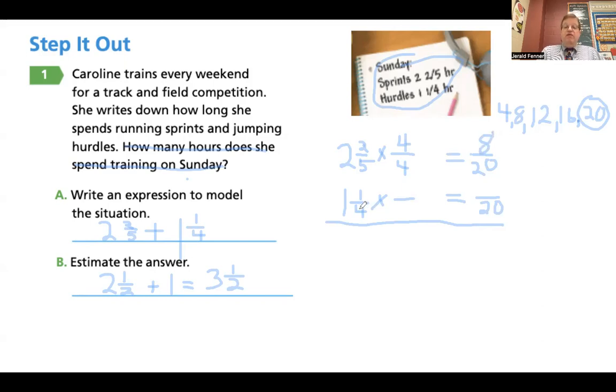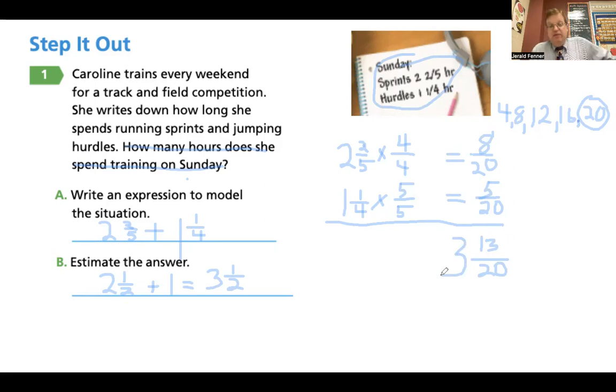Okay, and then over here, 4 times what gives me 20? It would be 5/5. So that would become 5/20, and 8/20 plus 5/20 equals 13/20. So the question becomes, are we done? And the answer is no, because we still have to add these whole numbers. 2 plus 1 is 3, and we're going to just bring that 3 right over here.